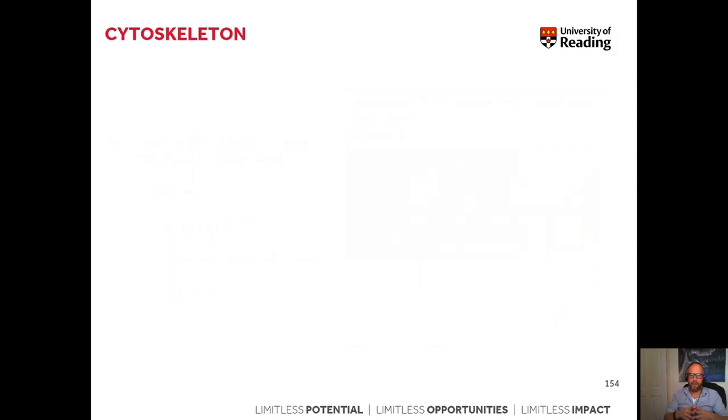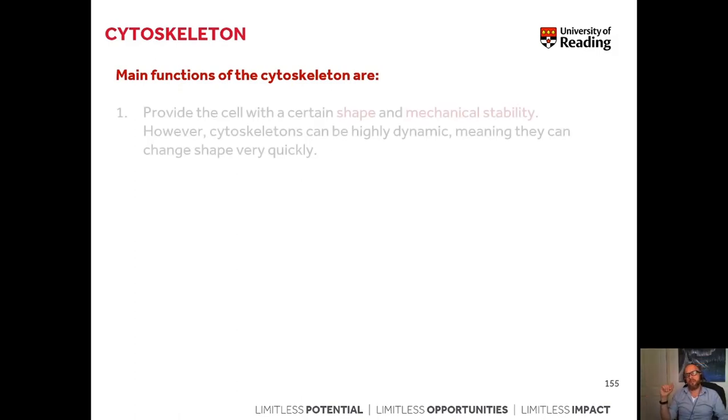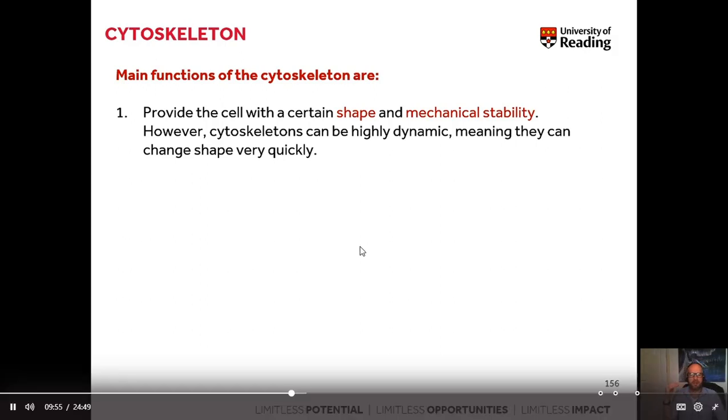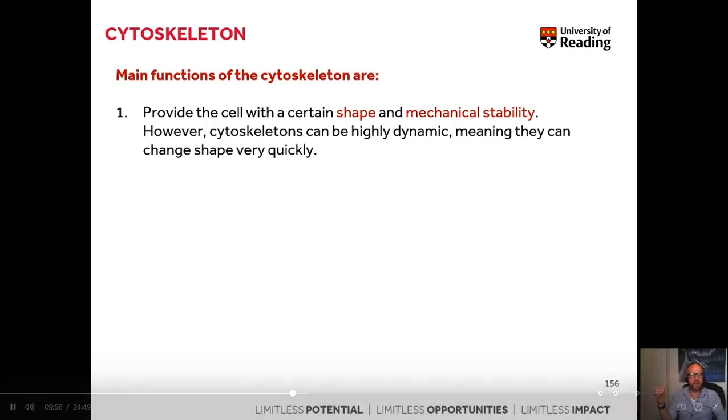Good. Let's move on and have a look at the cytoskeleton. What are the main functions of the cytoskeleton? The first important aspect of the cytoskeleton's contribution to the cell is to provide the cell with a certain shape and also mechanical stability. However, the cytoskeleton is not a structure that is basically static. Cytoskeletons can be highly dynamic.